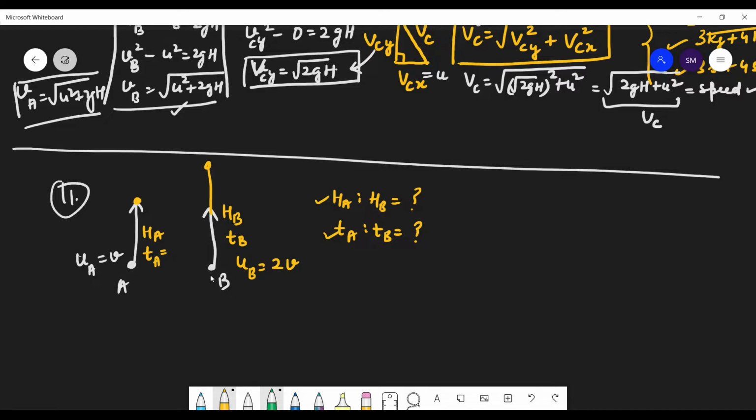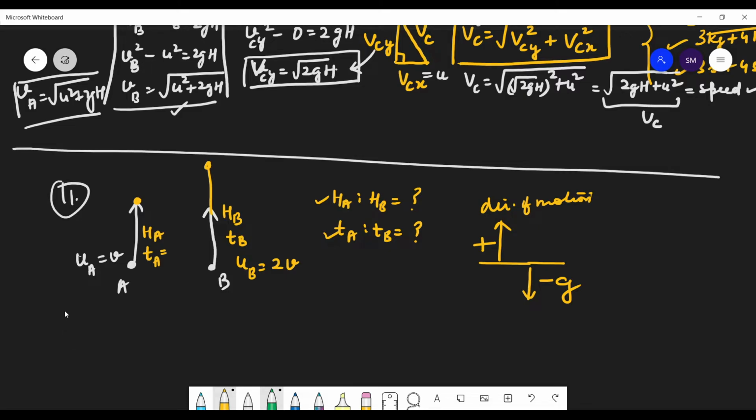Now you have to take sign conventions first. Both the balls are thrown vertically upward. So we take direction of motion as positive. So upward is positive and downward is negative. So g is always downward, so that is why g will be negative. So u will be positive, g will be negative.